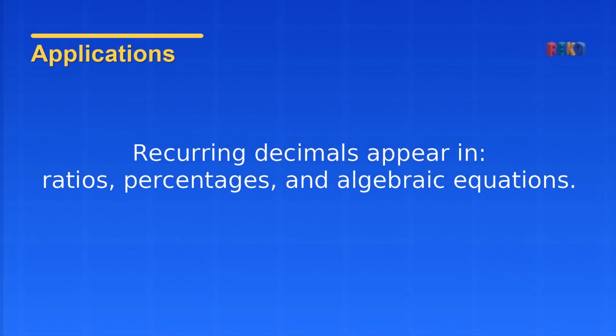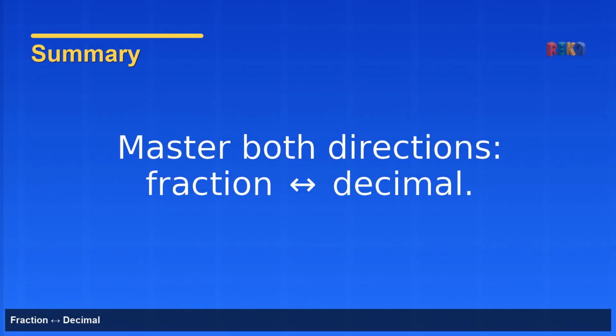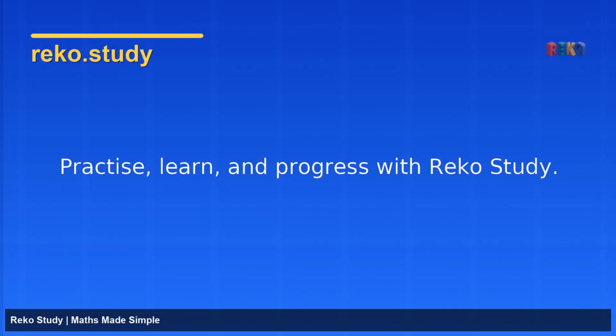We meet recurring decimals in ratio, proportion, probability, and algebraic manipulation. To master recurring decimals, practice converting both ways and check by reversing the process. Keep practicing conversions and you will soon recognize recurring patterns instantly.